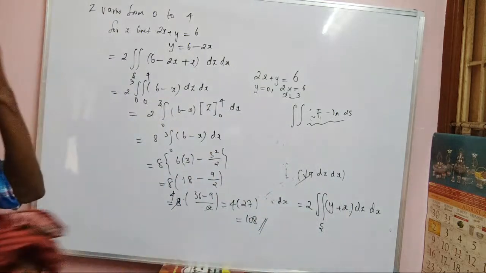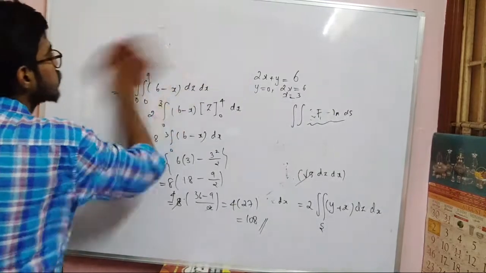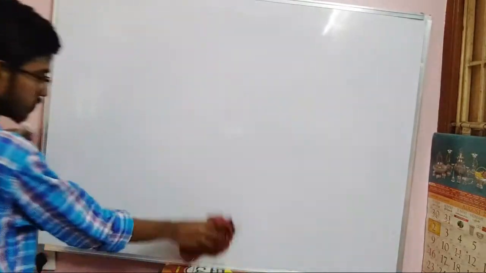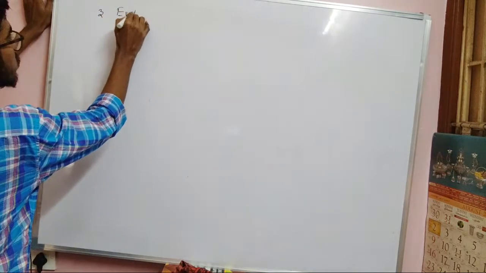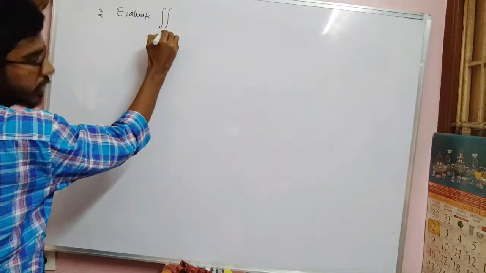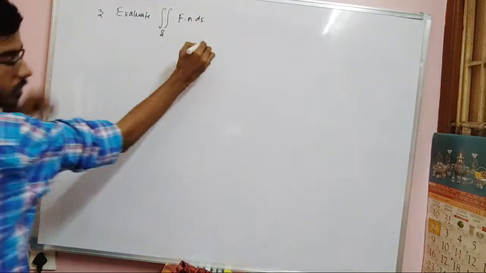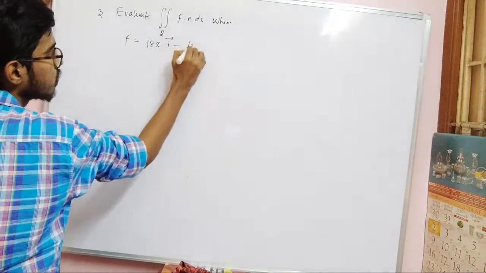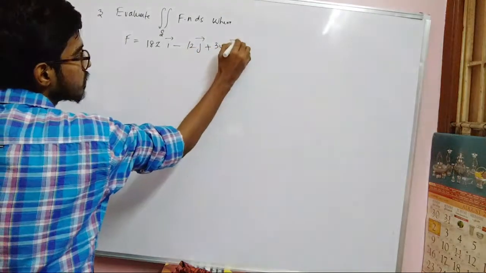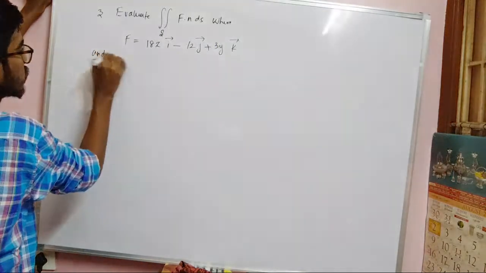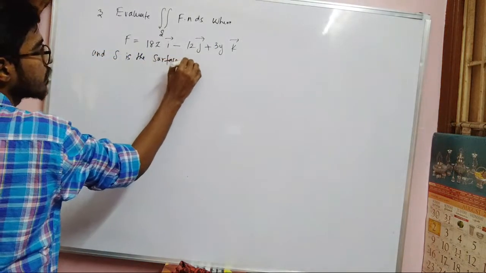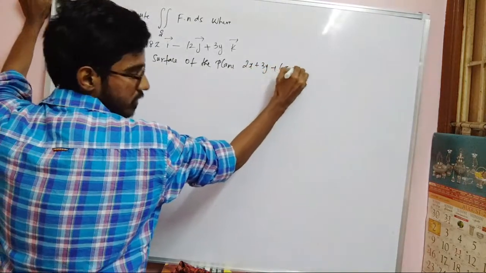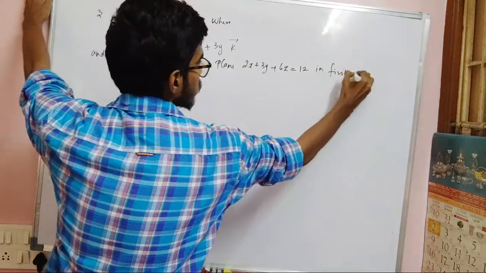So we'll move on to the next problem. The third problem is to evaluate the double integral over S of F dot n dS, where capital F is equal to 18z i vector minus 12 j vector plus 3y k vector, and S is the surface of the plane 2x plus 3y plus 6z is equal to 12 in the first octant.